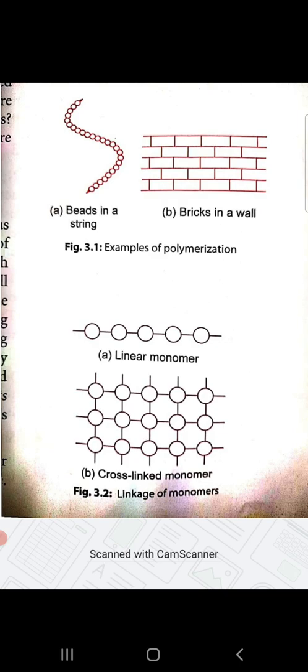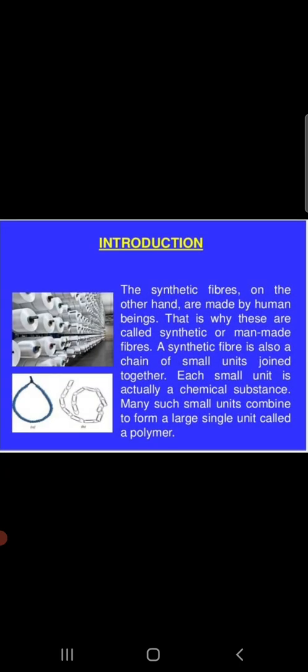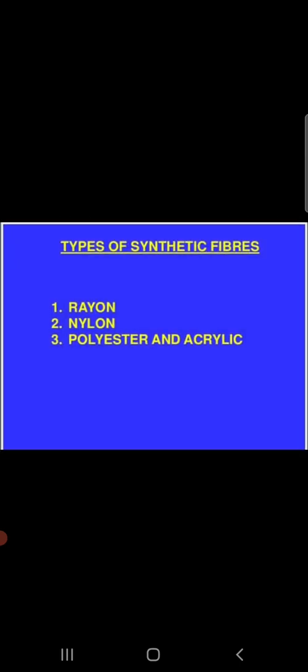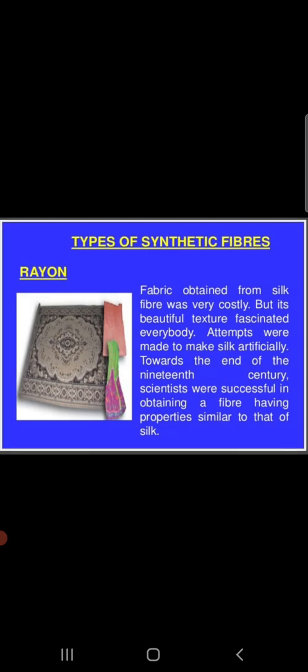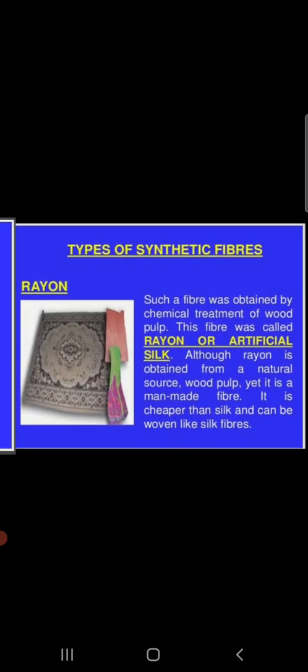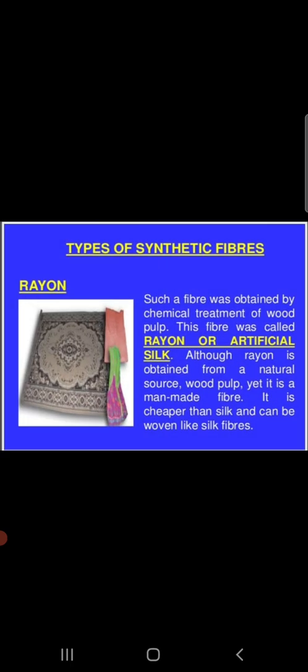Now let us go ahead and start with the synthetic fibers. The first synthetic fiber that we will study is rayon. Also we will study about nylon, polyester, acrylic and spandex. So starting with rayon, children, rayon is also called artificial silk. Rayon is prepared using the natural source wood pulp, and then it is treated with chemicals to make it a man-made fiber.